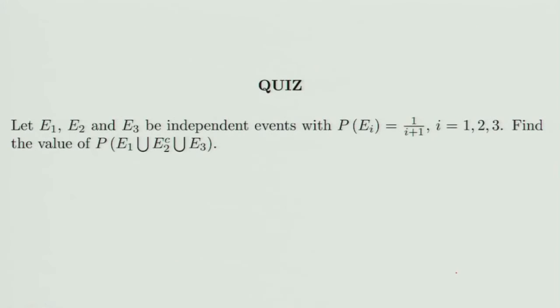Now let me give this small quiz. Let E1, E2, E3 be independent events with probability of Ei as 1 upon i plus 1 for i equal to 1 to 3. Find the value of probability of E1 union E2 complement union E3. So take this as a quiz for today.